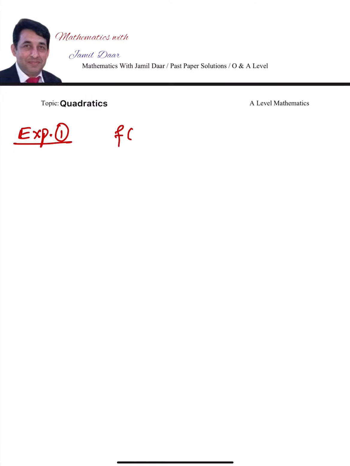f(x) is equal to x² minus 8x plus 10. So what is a? a is equal to the coefficient of x², that is 1. b is equal to minus 8. c is equal to 10. So what is the line of symmetry?